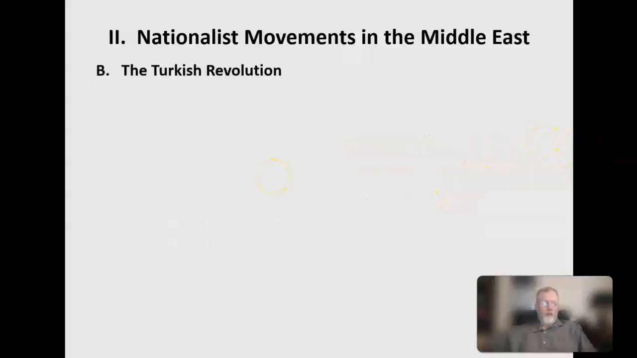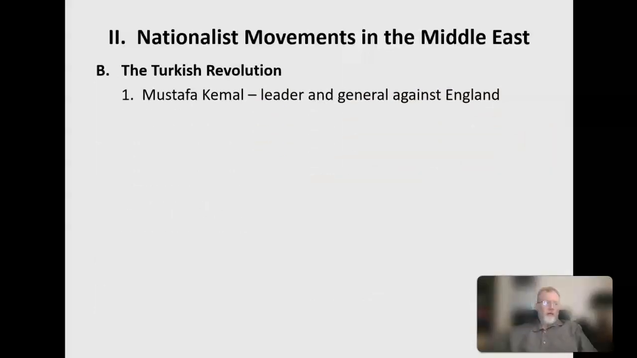Okay, so we have the Turkish Revolution here. Mustafa Kemal was a leader and a general with the Ottoman Empire. And during the war, again, the Ottoman Empire was part of the enemy states. He defeated an attack in the Dardanelles region, which is basically the water region right off the coast of Turkey, sort of the watery region between the Middle East and Europe. He defeated an English invasion there.